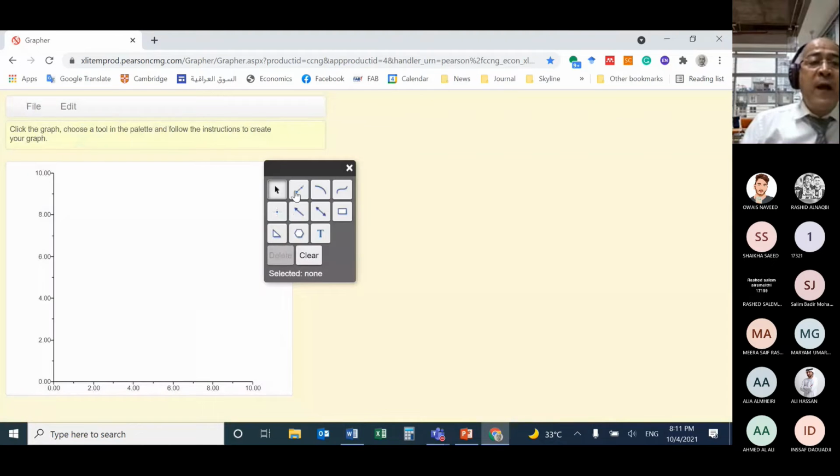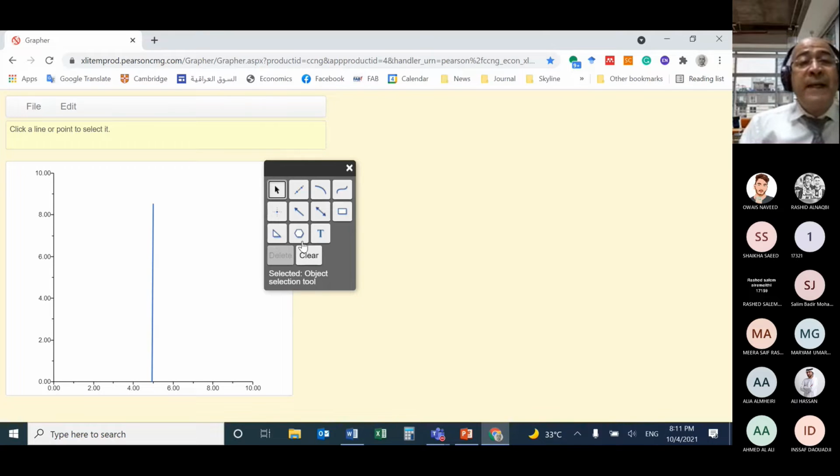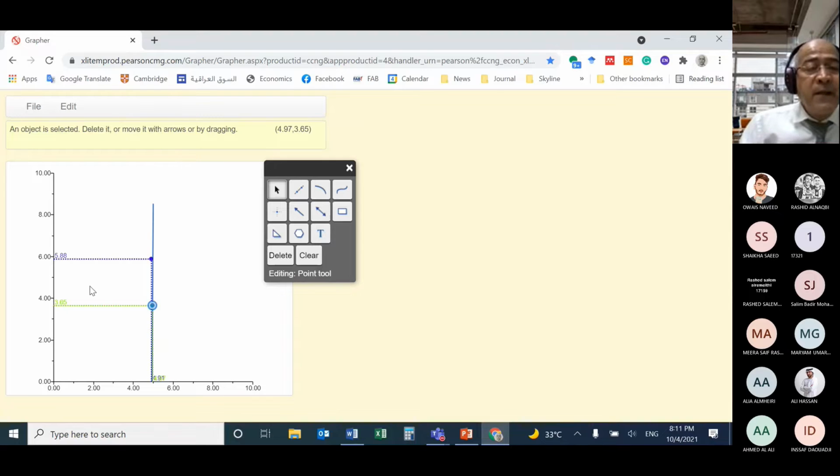So let me draw another curve like this. So this demand curve is called perfectly inelastic. If there is a change in the price, there will be no change in quantity demanded. If the price of insulin increases, Salim will purchase the same quantity. So this demand curve is called perfectly inelastic.